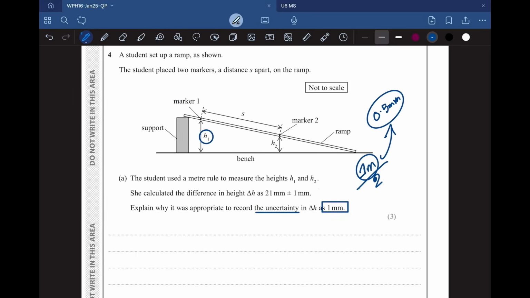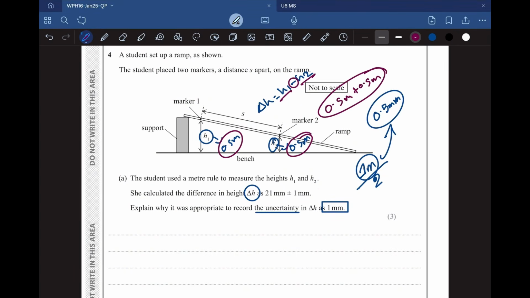Now h1 is going to have 0.5 millimeter half resolution, and h2 is going to have 0.5 millimeter half resolution. Now to figure out del h, we know del h is equal to h1 minus h2, right? Here they are actually subtracted. The measured values are going to be subtracted, but we know that the uncertainty values are always going to be added. So it will become 0.5 millimeter plus 0.5 millimeter, which will give us a value of 1 millimeter.